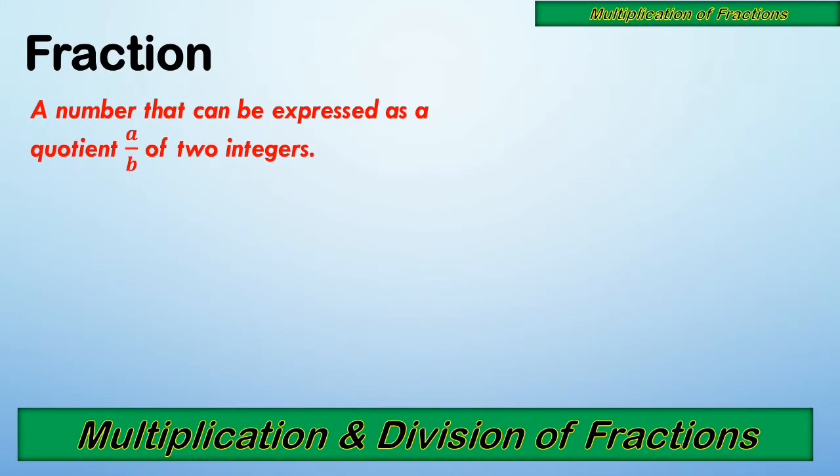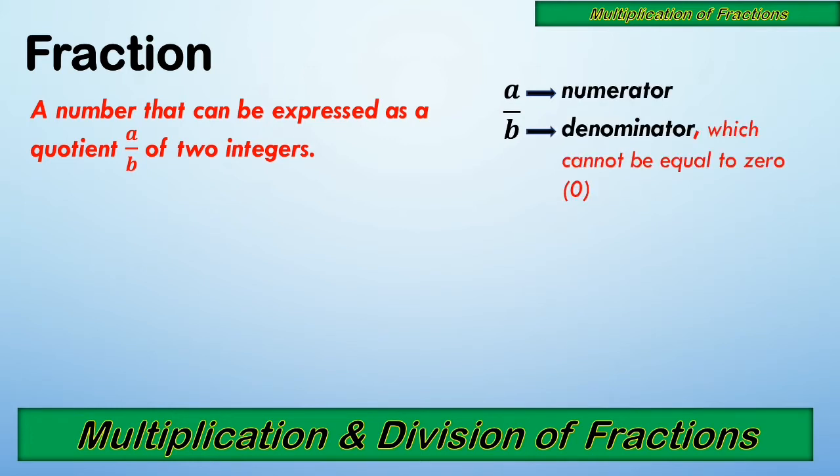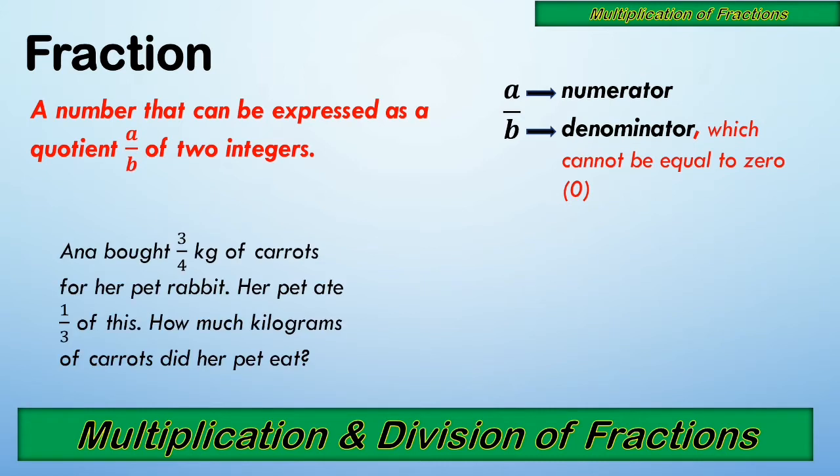Multiplication and division of fractions. Fractions, konting review muna tayo. A number that can be expressed as a quotient of a over b of two integers, where a is the numerator and b is the denominator, which cannot be equal to 0.